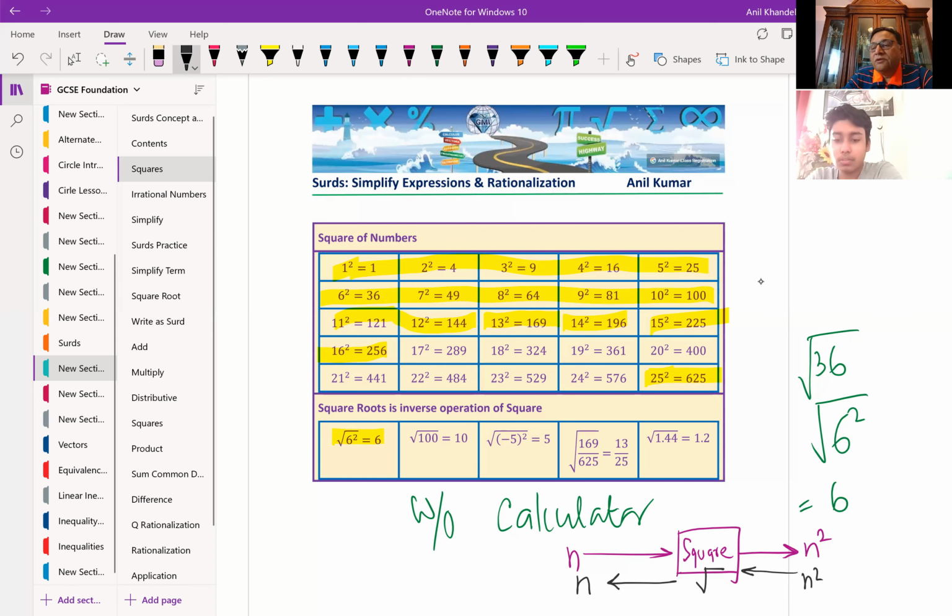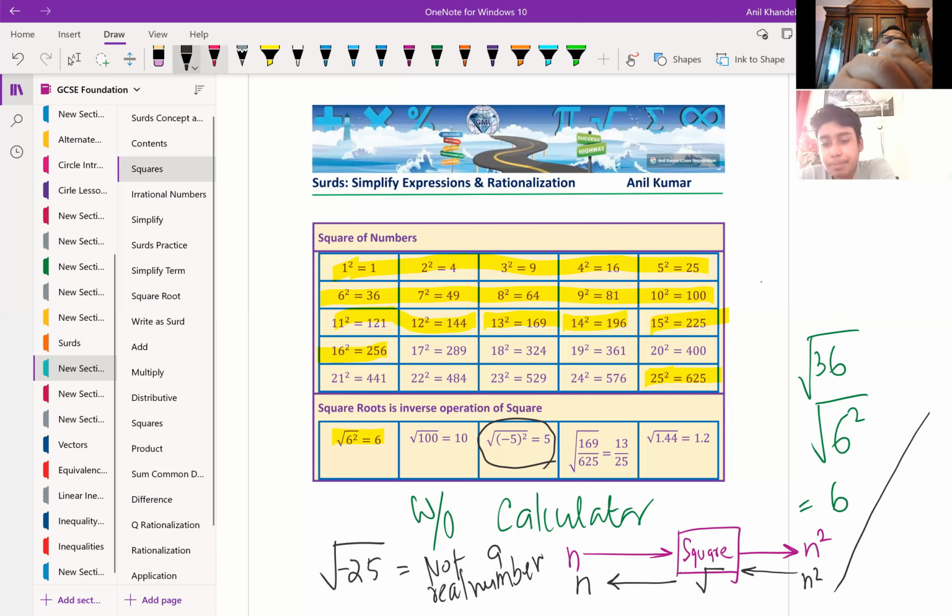Even if it is a negative number, the square of a negative number, you get the idea. Minus 5 square will give me 5, okay? However, if I do square root of minus 25, then this is not a real number. Squares could only be positive numbers, so you cannot do the reverse of a negative and take a square root, correct? Because there is no number which after squaring gives you a negative number, when you're talking about real numbers.